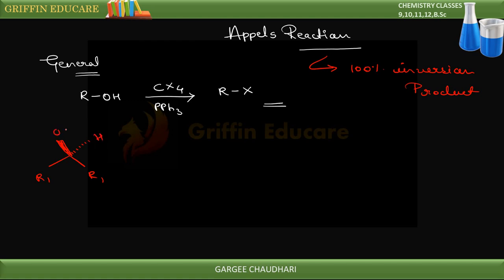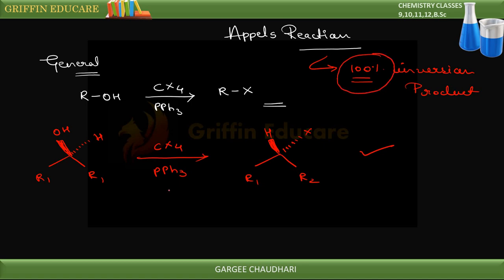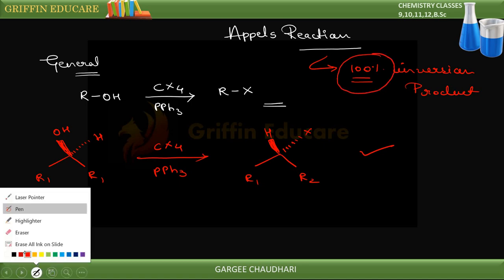Here we attach H and here we attach OH. Again we react this with carbon tetrahalide and triphenylphosphine. 100% inversion means the product will be the opposite of what we have in the reactant. That is, on dash we will have halide and on the wedge we will have our hydrogen. A very simple reaction and very simple to remember. Just remember that it gives 100% inversion. Now let's see in detail about its mechanism.